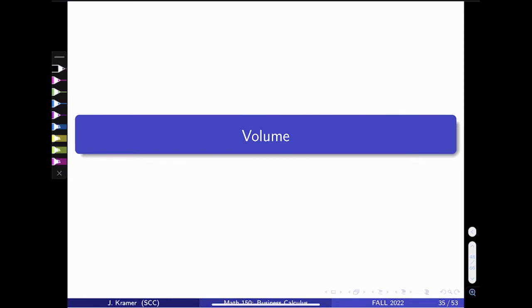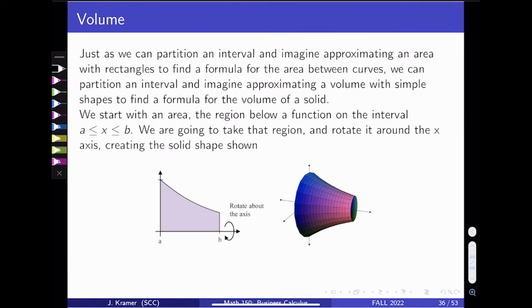Let's look at the volume of revolution. This will start with a bounded area, and then we'll take that bounded area and rotate it about the x-axis. Just as we can partition an interval and imagine approximating an area with rectangles to find a formula for the area between curves, we can partition an interval and imagine approximating a volume with simple shapes to find a formula for the volume of the solid.